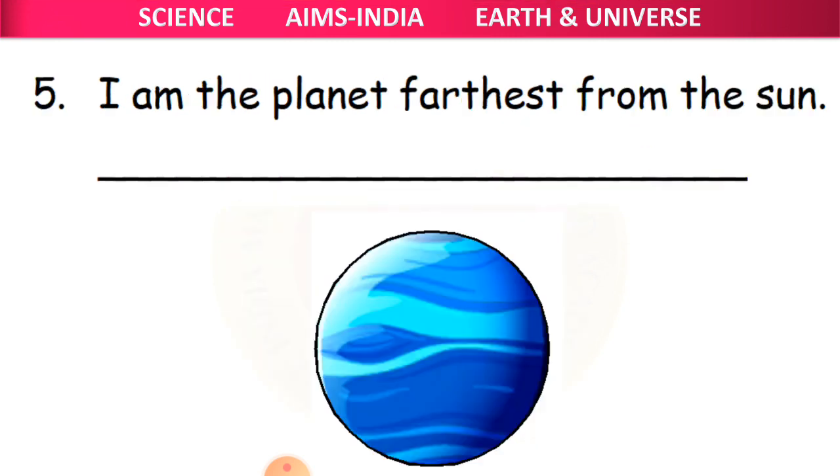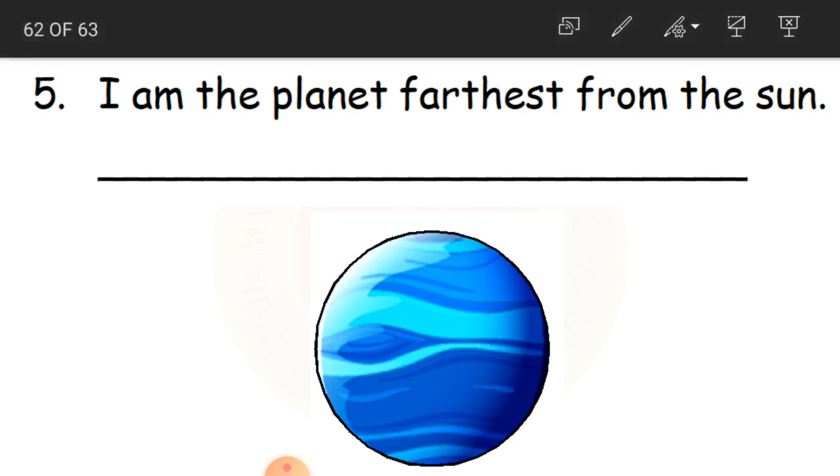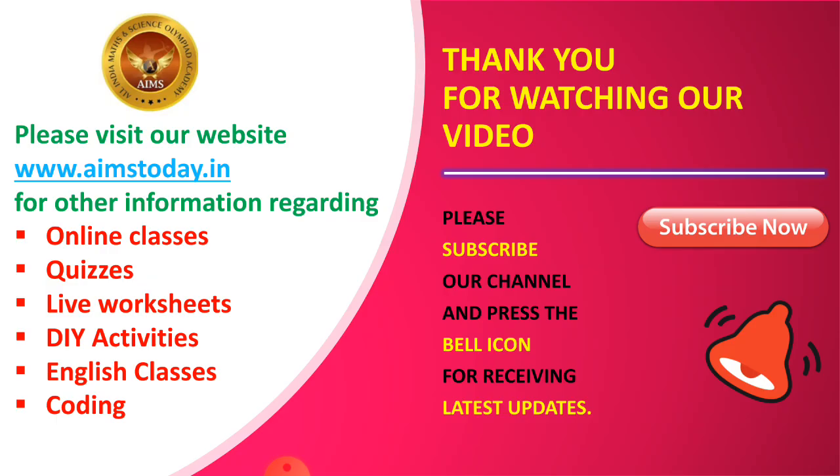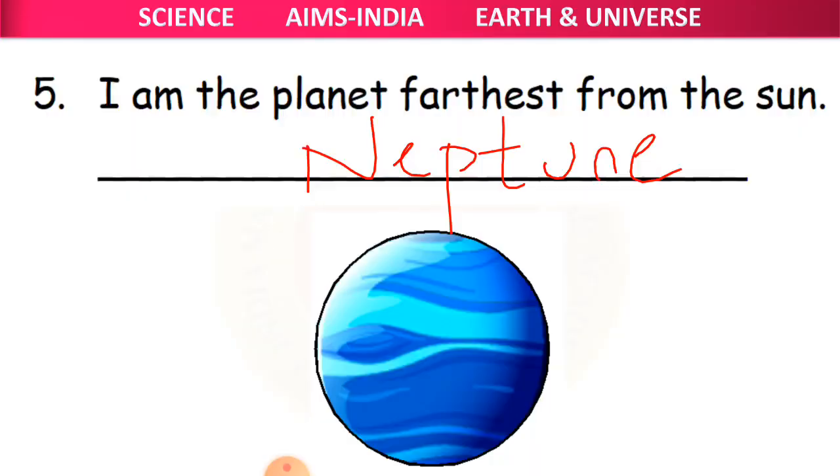Now the fifth one, I am the planet farthest from the sun. The last one, Neptune, which is very far away from the sun. Clear, children? So this is what we have learnt from our lesson. So I hope you have understood the lesson and all the exercises. So I expect everybody to do the model of the solar system.